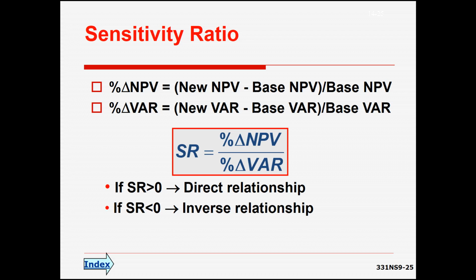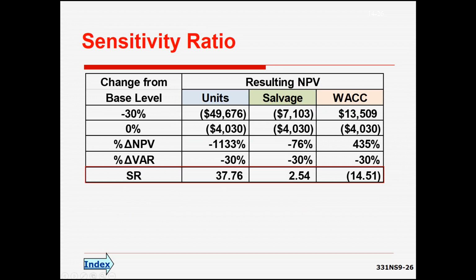If the sensitivity ratio is positive, the relationship is direct. If it's negative, the relationship is inverse. The largest absolute sensitivity ratio is the variable to focus on. For our project, let's let each of our variables of interest change by a negative 30%. These numbers come directly from the larger table.